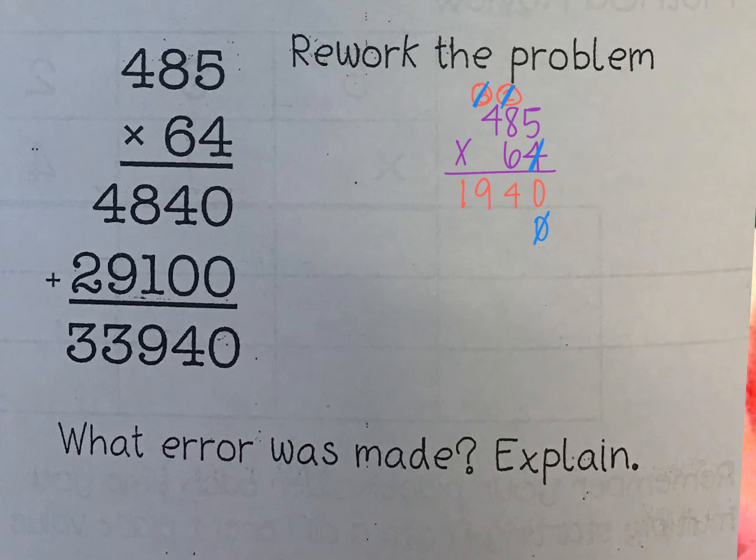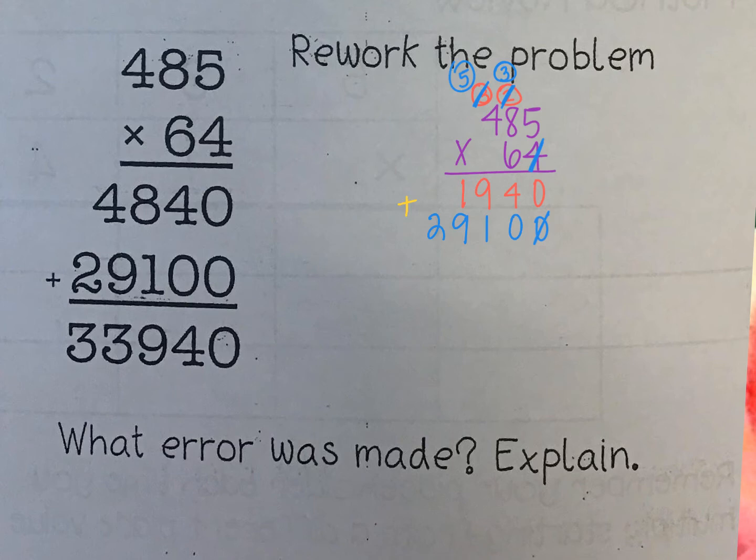Now, I'm going to take this 6 and multiply it by 5. So what is 6 times 5? 30. Carry the 3. Then 6 times 8 is 48. Plus 3 is 51. And then 6 times 4 is 24, plus 5, 29. Very good.